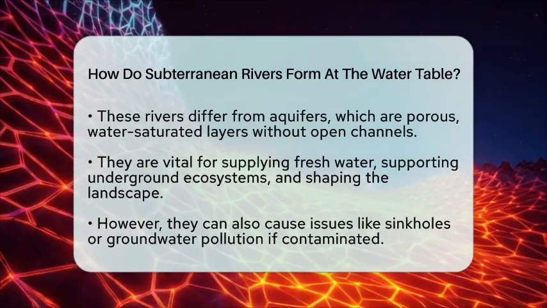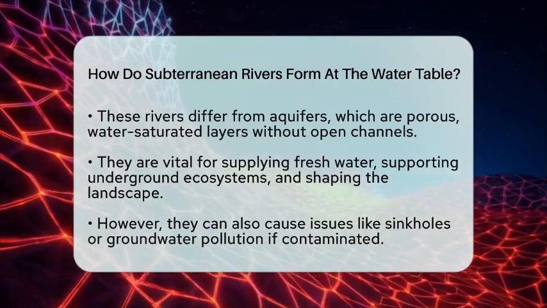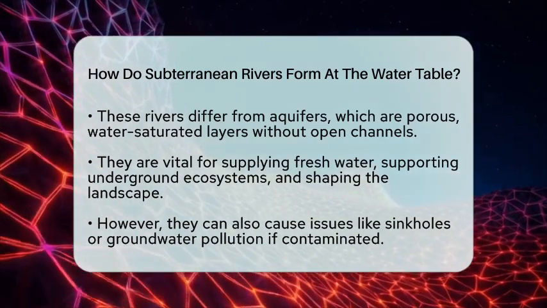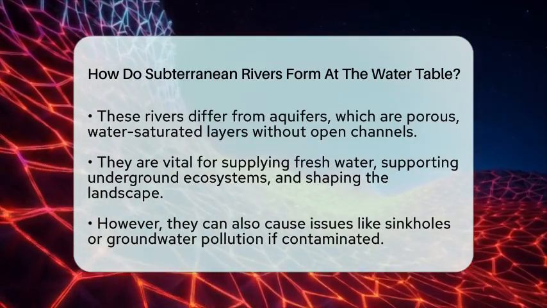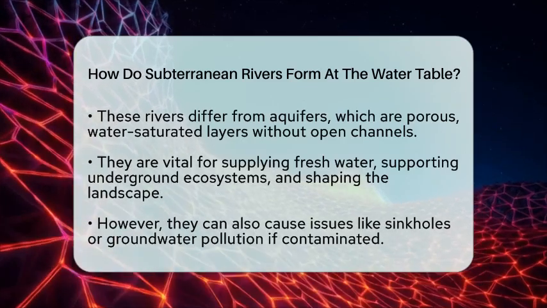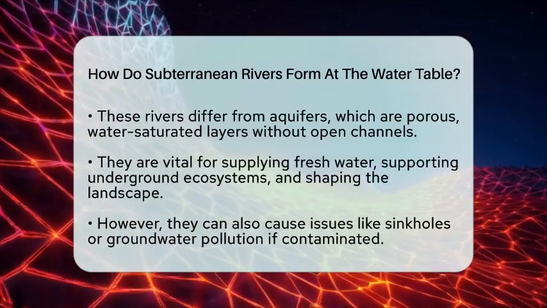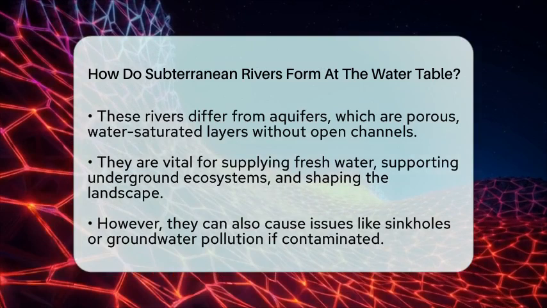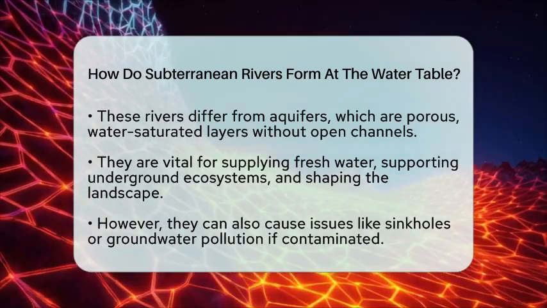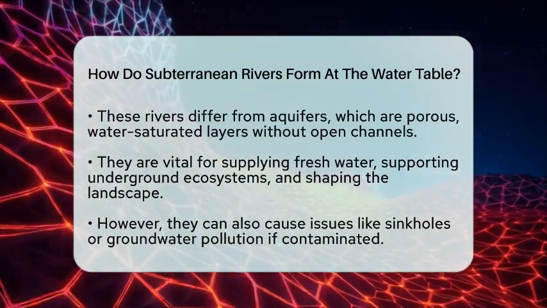So, in simple terms, subterranean rivers form when water from the surface dissolves rock along cracks, enlarging these pathways into flowing underground channels at the water table. This process connects surface water with groundwater, creating the fascinating underground rivers that shape our natural world.